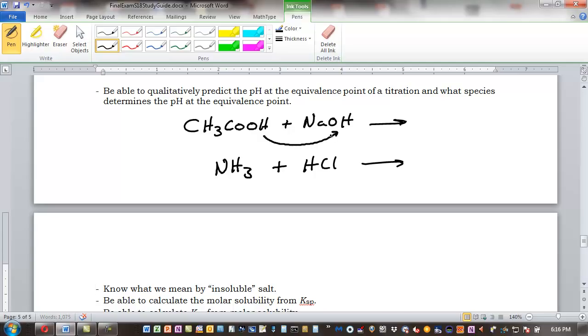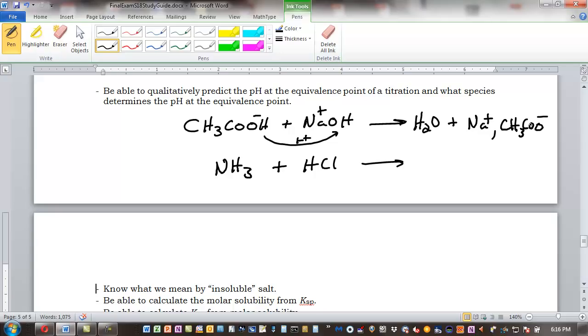H plus from the acid combines with hydroxide from the base to produce water. Okay, but we also have Na plus, and then the conjugate base CH3COO minus. I'm going to put a comma here because those aren't going to be together. Those are going to separate from each other. It's going to dissolve, dissociate.